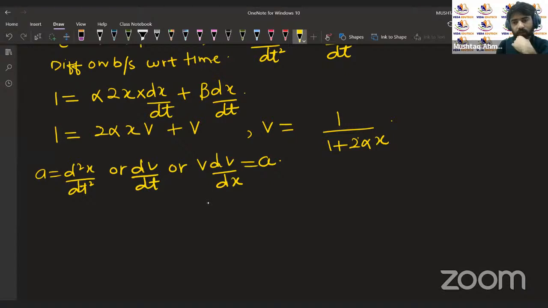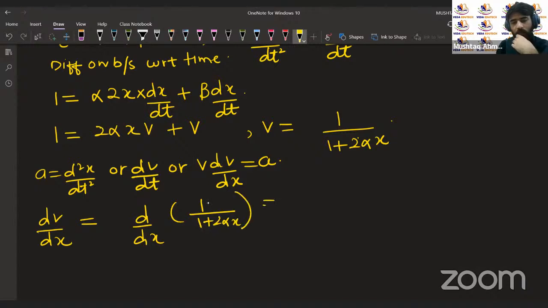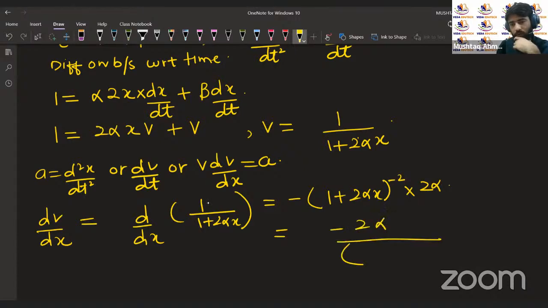So we know v as a function of x, we can calculate dv over dx, right? dv over dx will be d upon dx of 1 upon 1 plus 2 alpha x. So it will be minus (1 plus 2 alpha x) to the power minus 2, multiplied by 2 alpha. So we are left with minus 2 alpha upon (1 plus 2 alpha x) whole square. This will be the derivative of v with respect to x, correct?